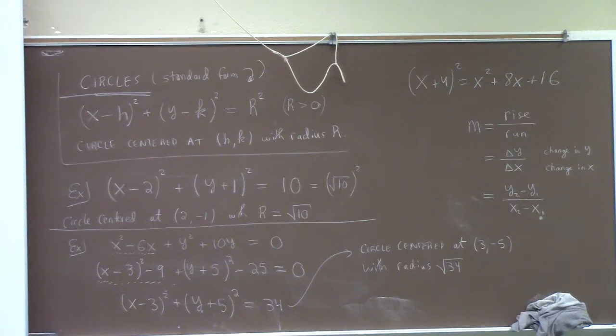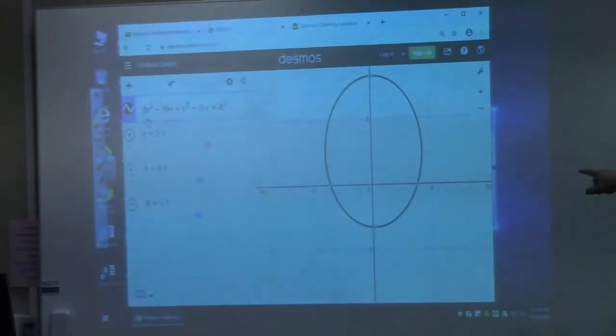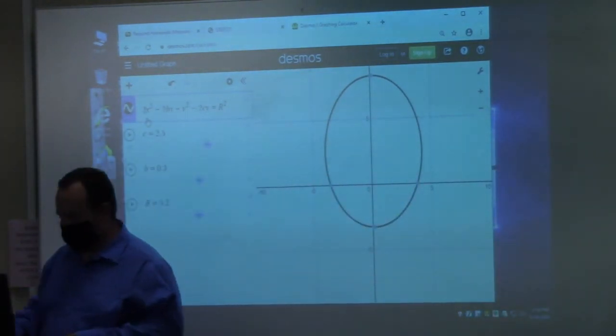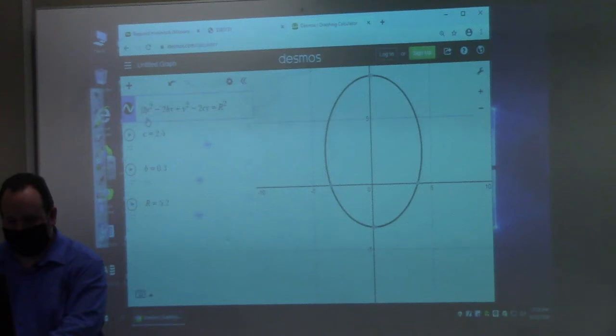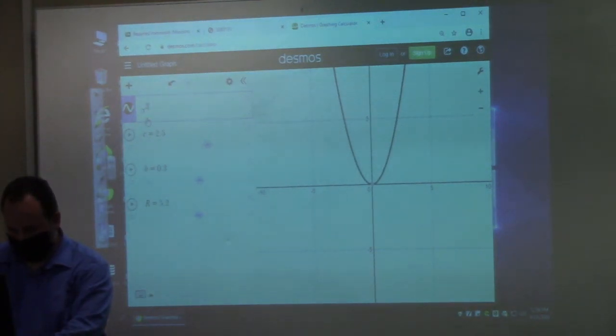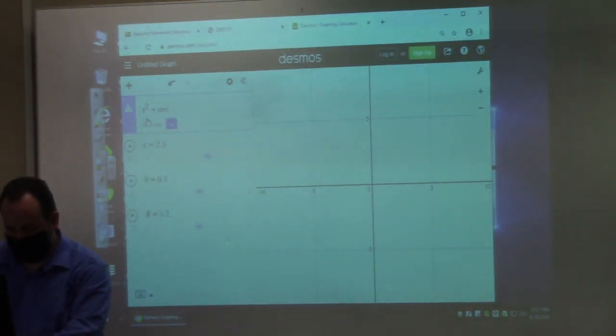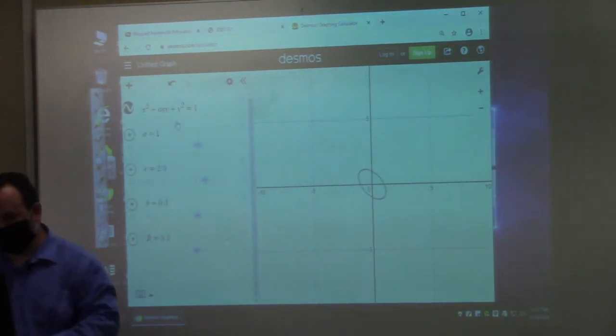Okay, what happens if we put a 2 here? Oh, yeah. So you see what happened when I put a 2 there? What did it become? An ellipse, right? Let's try something a little bit more adventurous, and then I'll put this away. What if I had x squared plus a xy? What do you think is going to happen as we change a?